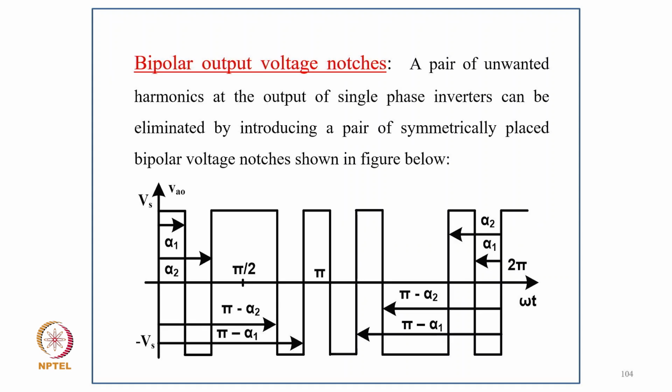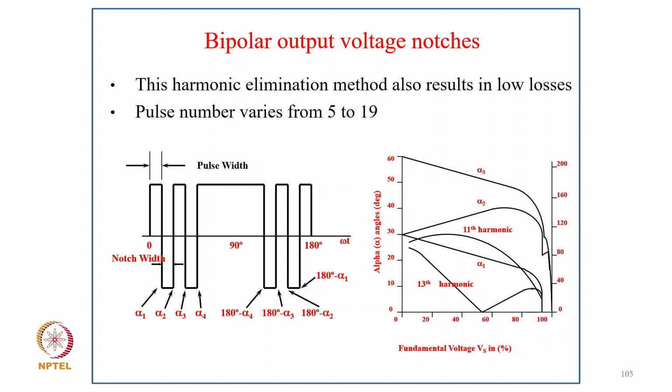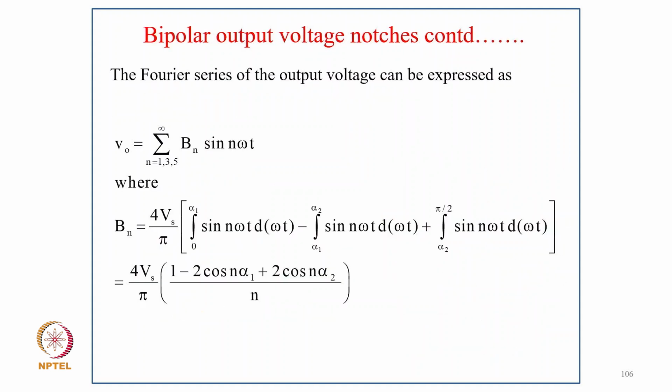Coming to bipolar output voltage notches, a pair of the unwanted harmonics at the output of single phase inverters can be eliminated by introducing a pair of symmetrically placed bipolar voltage notches, as shown in the figure. This harmonic elimination method also results in low losses. The pulse number varies from 5 to 19. So as you can see, the fundamental voltage and other angles are there.